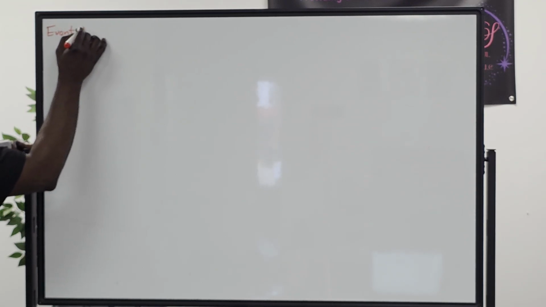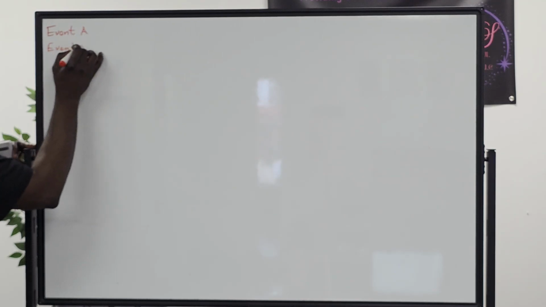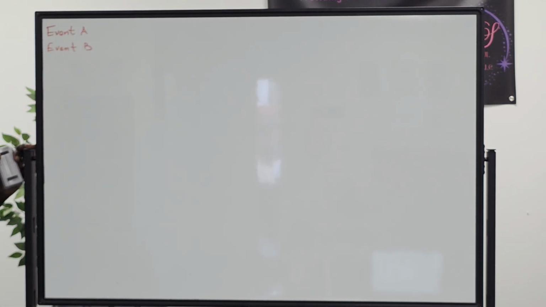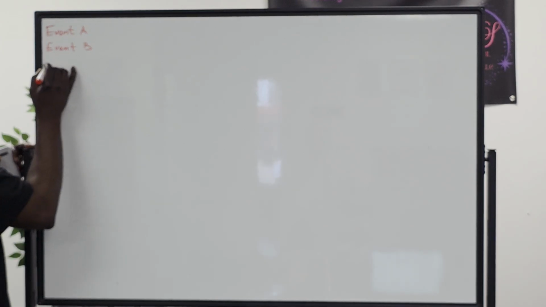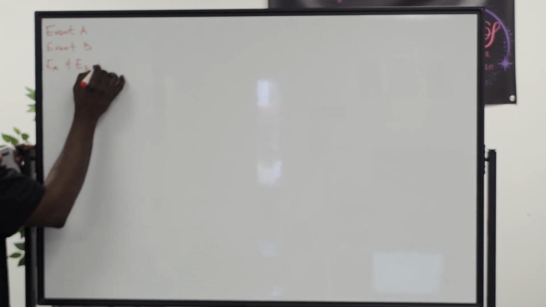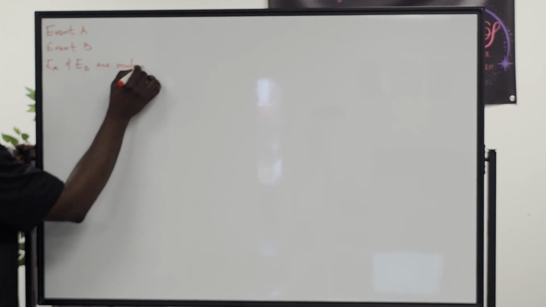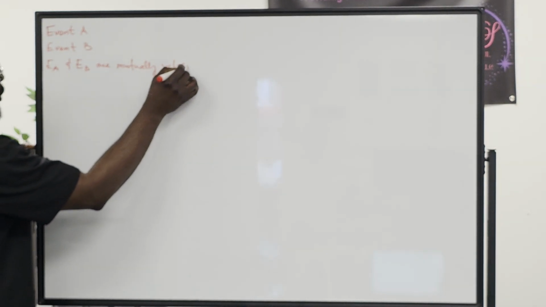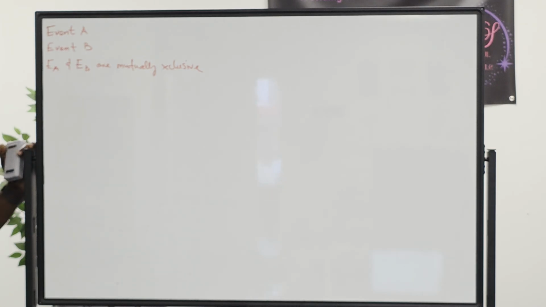Question 36. During a particular experiment, two events, event A and event B, can each occur. Events A and B are mutually exclusive during this experiment. So event A, I'm going to call EA, and EB are mutually exclusive. Which of the following probabilities is zero?